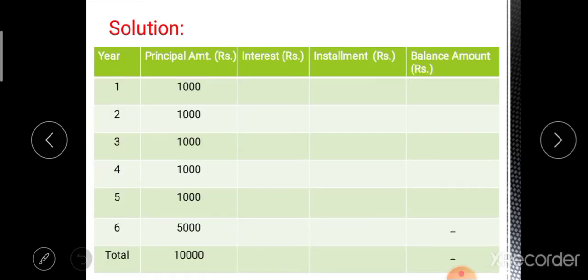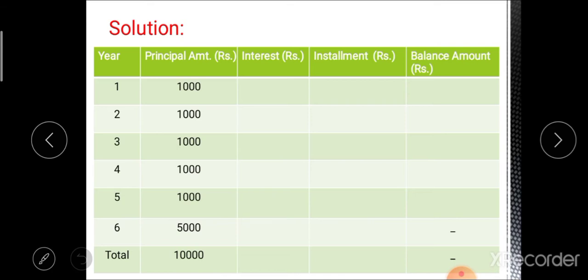So first of all, the definition of partial repayment plan. In a partial repayment plan, the entire loan amount is divided partially over the years. That means in this plan, the initial installments are smaller as compared to the larger installment. That means at the end of the repayment period, a larger installment is paid. So we call it a balloon repayment plan. Okay, so here is the solution.